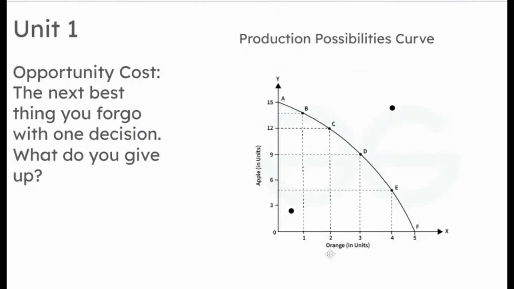Now what's the opportunity cost of the 3rd orange? Let's look. So at 2 you make 12, at 3 you make 9. So if you make 1 more orange, you give up 3 apples. So 3 apples is your opportunity cost. Remember, it's what you're giving up.